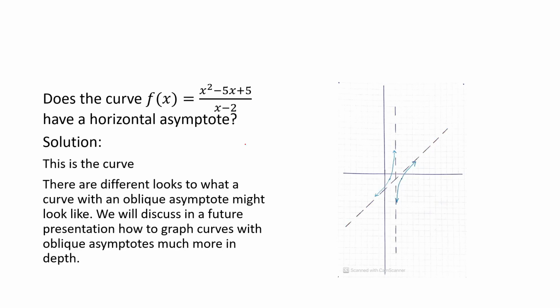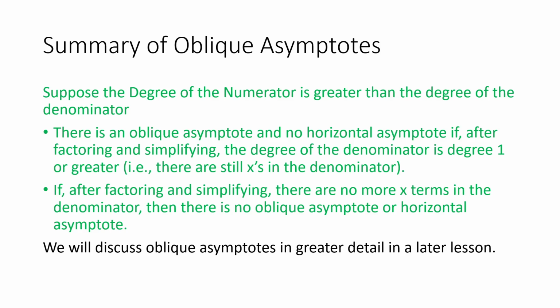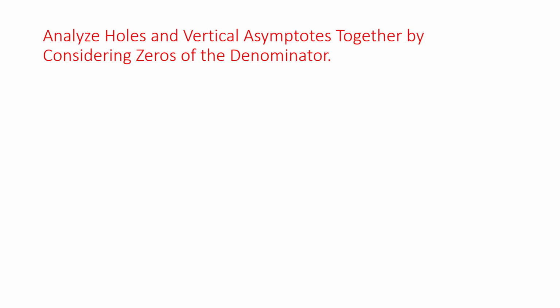Okay. Now there are other situations where, for a function with a vertical asymptote and an oblique asymptote, instead of looking like what's in blue, it might look like what's in red. But those will be other questions. So our summary of oblique asymptotes goes like this. If the degree of the numerator is greater than the degree of the denominator, there's an oblique asymptote and no horizontal asymptote if, after factoring and simplifying, the degree of the denominator is degree 1 or greater. There's still x's in the denominator, in other words. On the other hand, if after factoring and simplifying there are no more x terms in the denominator, then there's no oblique or horizontal asymptote.